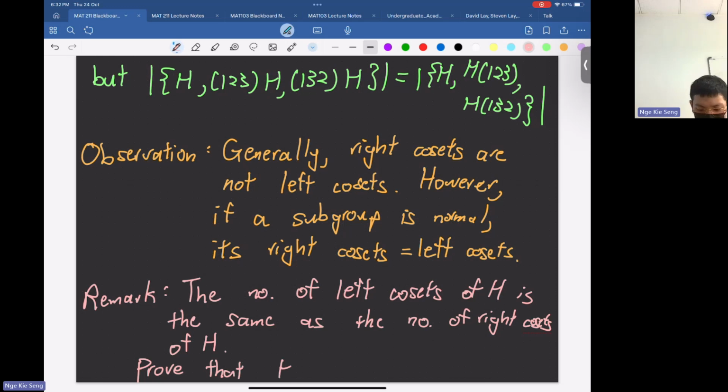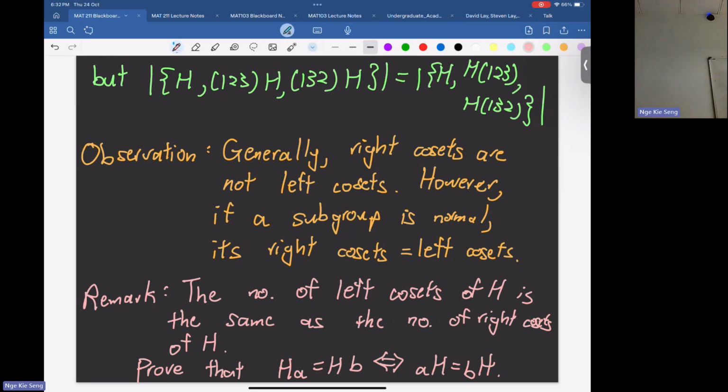Prove what? HA equals HB if and only if AH equals BH. You can prove this. Actually, this proof comes from the TFAE statement. You can do a generalization from that. Remember that yesterday I told you that you can sort the order inside your TFAE. Once you sort the order, you can prove a statement for HA equals HB, and then there will be equivalence there.